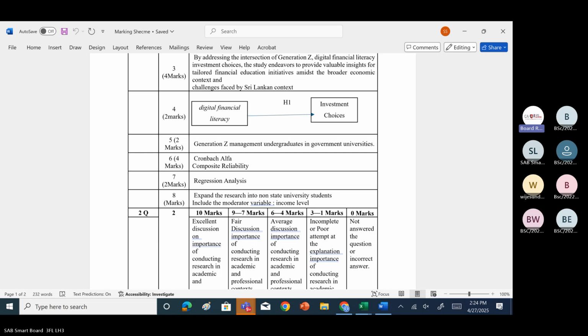So they include the moderator variable, their education level, or their family background, and their income level. So that is up to you. You can suggest some points, but it is 4 marks. It has asked for two suggestions, so you need to give that list, otherwise you won't get the marks for that.